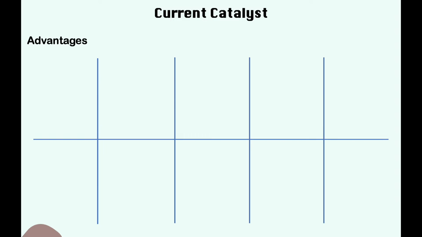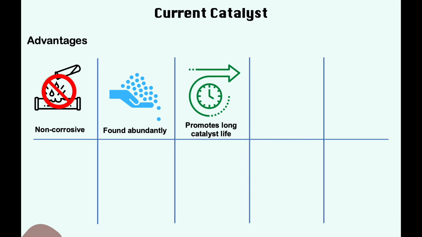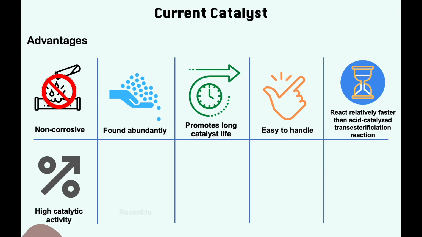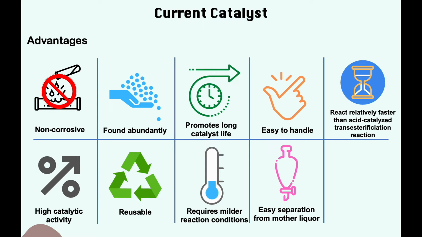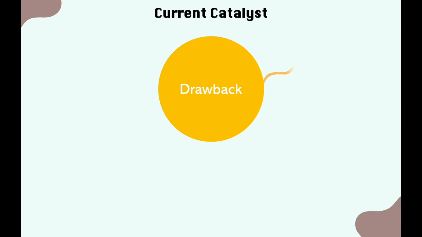These are the advantages of current catalysts, which are non-corrosive, found abundantly, promotes long catalyst life, easy to handle, react relatively faster than acid catalyzed transesterification reaction, high catalytic activity, reusable, requires milder reaction conditions, easy separation from mother liquor, and lastly, eco-friendly. And here are the drawbacks.